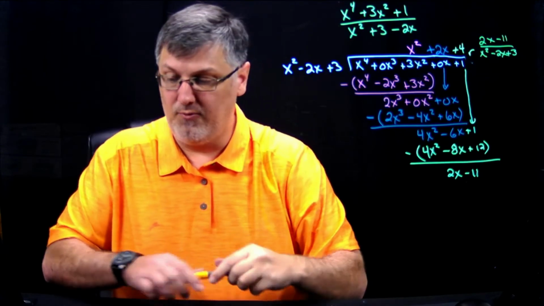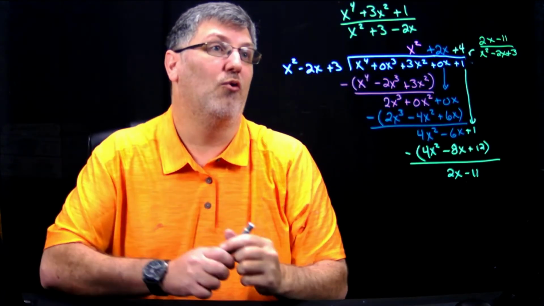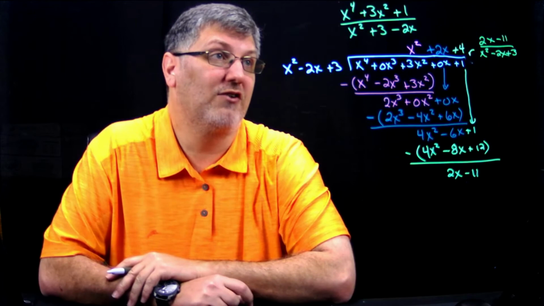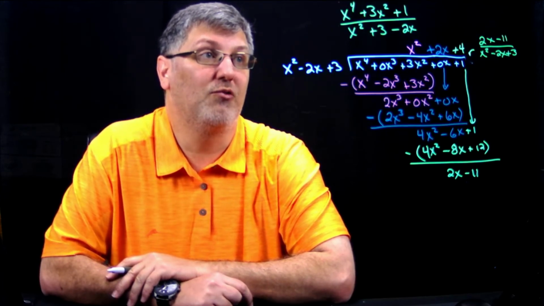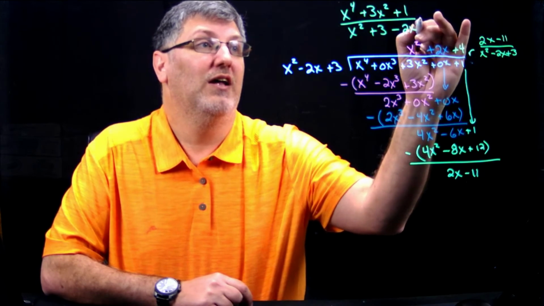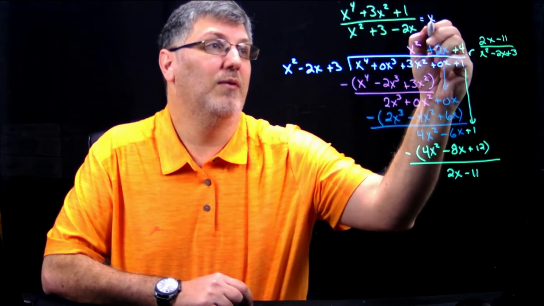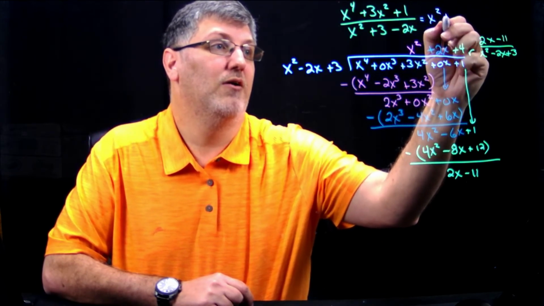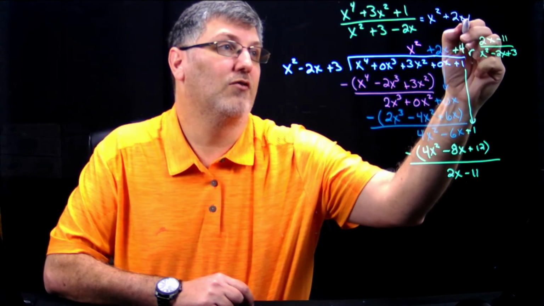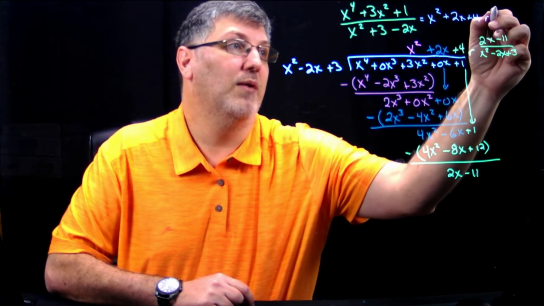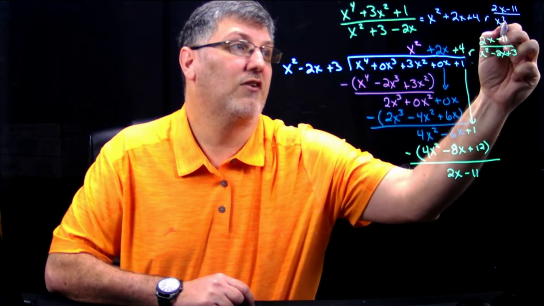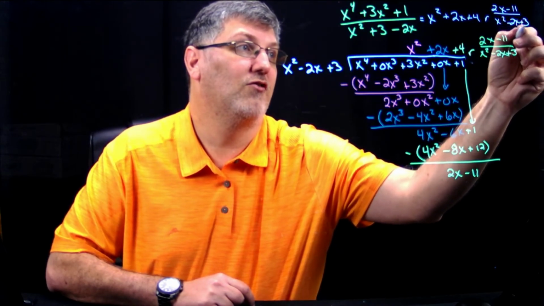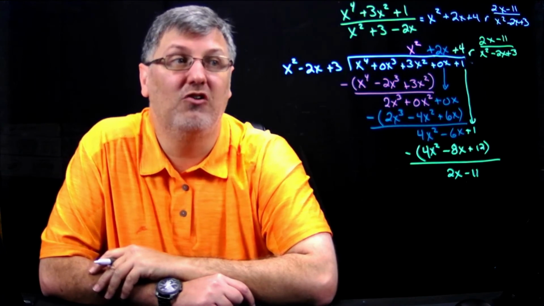Therefore, x to the fourth plus 3x squared plus 1 over x squared plus 3 minus 2x can be rewritten as x squared plus 2x plus 4 with a remainder of 2x minus 11 all over x squared minus 2x plus 3. Voila, and you're done.